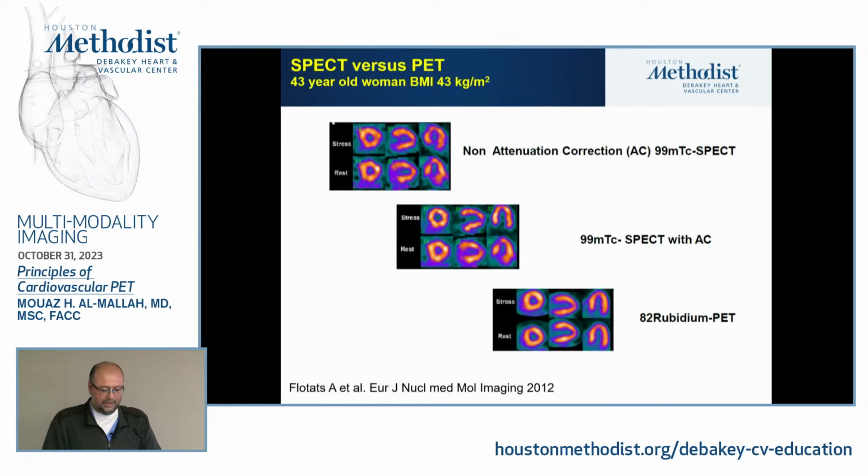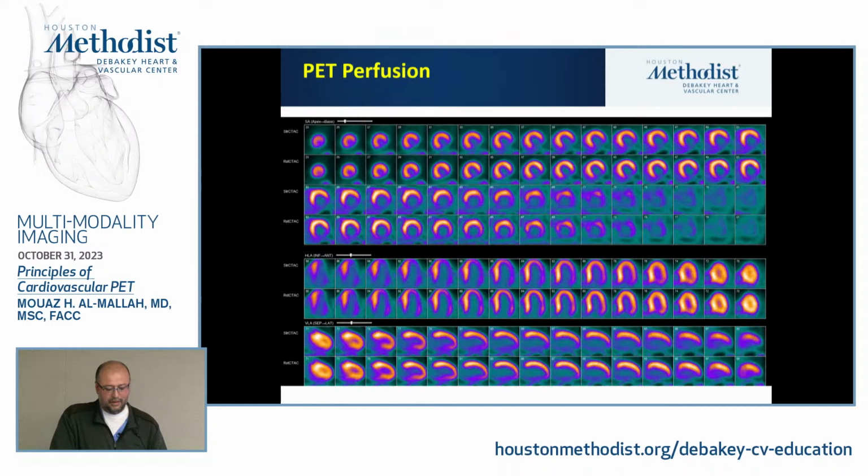So image quality is much better with the information that you get here. You can see the image quality, and this is not from our lab. This is from the literature, with a BMI of 43, and you can see the difference between SPECT, even with attenuation correction, and PET.